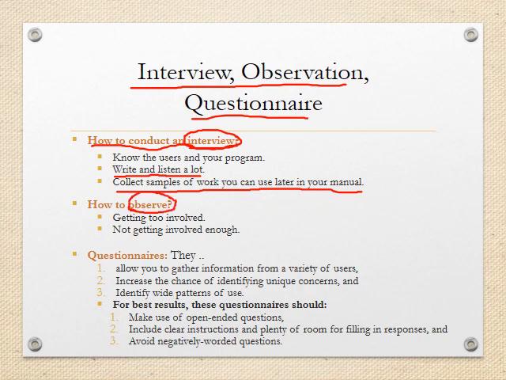The second thing is the whole observation, or how to observe. During observation, we face two kinds of distractions. دول distraction اللي هم getting too involved or getting not involved enough. What do we mean by each one?